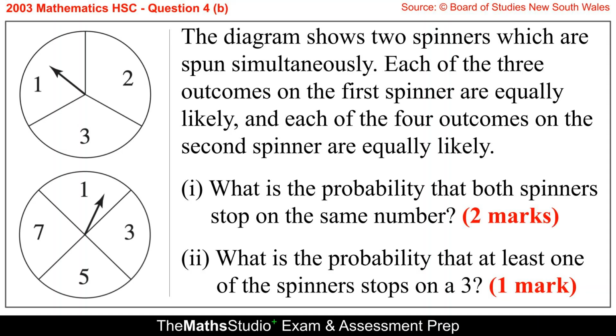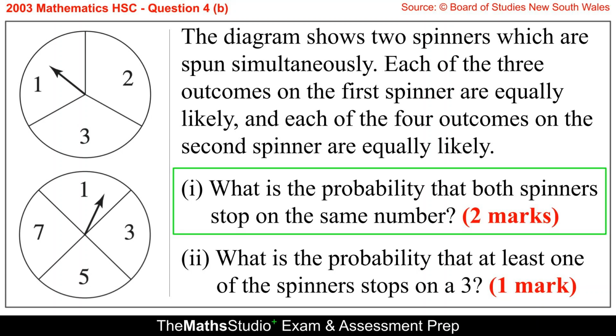Question 4, Part B. The diagram shows two spinners which are spun simultaneously. Each of the three outcomes on the first spinner are equally likely, and each of the four outcomes on the second spinner are equally likely. Part 1. What is the probability that both spinners stop on the same number?